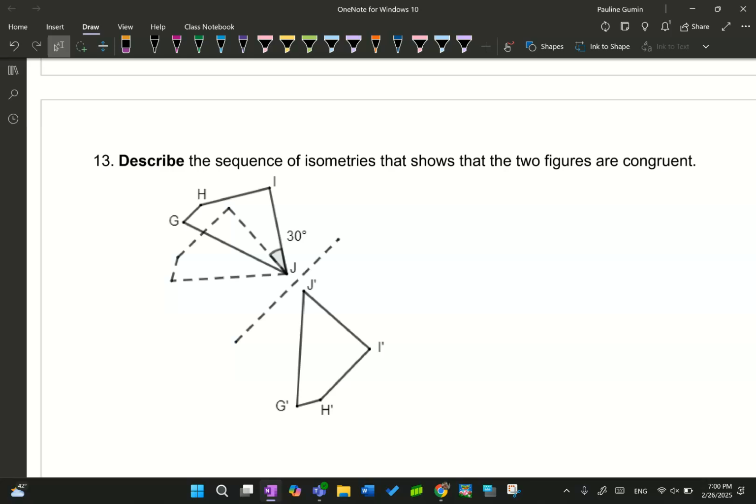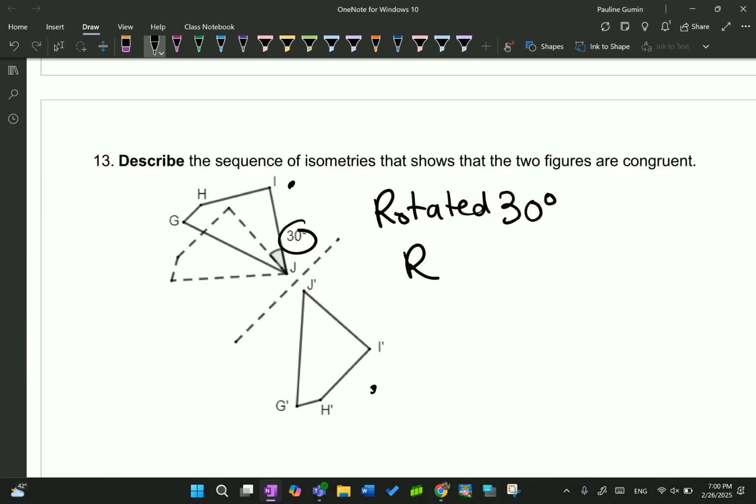Number 13, let's see what's happening here. All right, so the original image is this top one, and then this is the newest one. So it looks like I rotated 30 degrees. Rotated 30 degrees. And then it looks like it created a mirror image. So reflected.